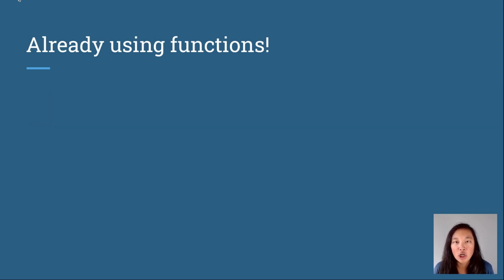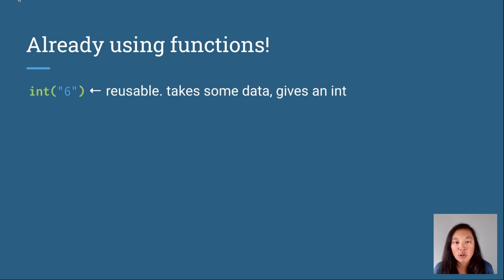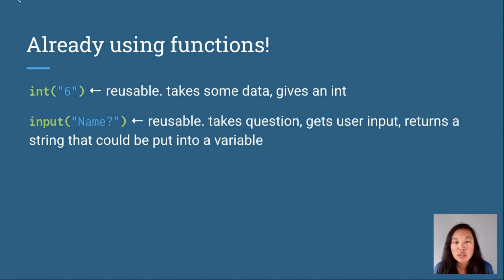So we've actually already been using functions. We've used int of the string 6. This is a reusable function that we've used many times. It takes some data and gives an int. We've used input of something. So again, this is reusable. It takes a question, gets the user input, and returns a string that could be put into a variable.